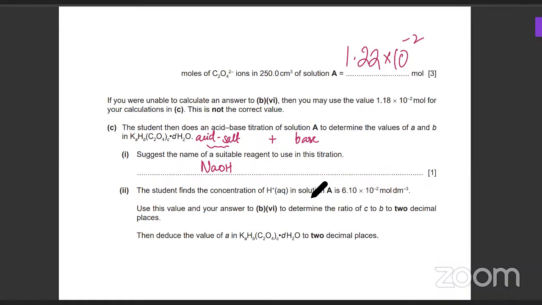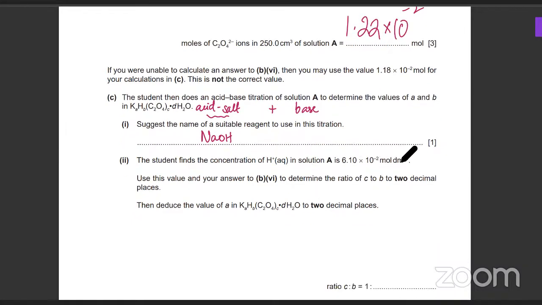The student finds the concentration of H+ in solution A as 6.1 times 10 to the power minus 2. Use this value in your answer to b. Determine the ratio of a and b to 2 decimal places. Then deduce the value of a.